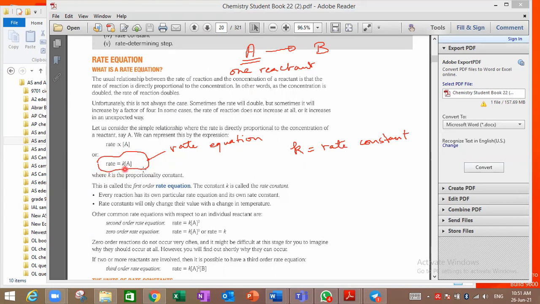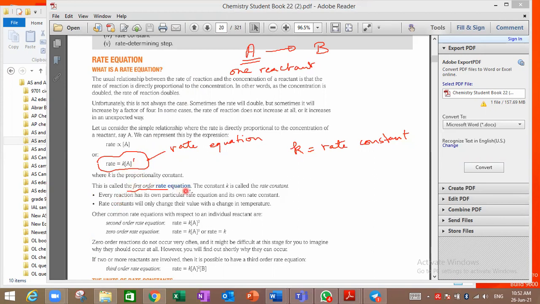Now, if we have such a rate equation, where the rate is directly proportional to A, as if the concentration of A is raised to the power 1, we say that this reaction is a first order reaction. We say that this reaction is a first order reaction with respect to A. First order means that there is a direct relationship between the rate and the concentration of A.